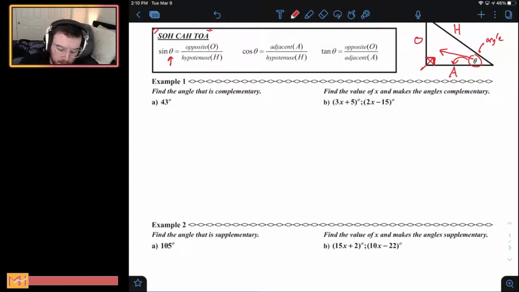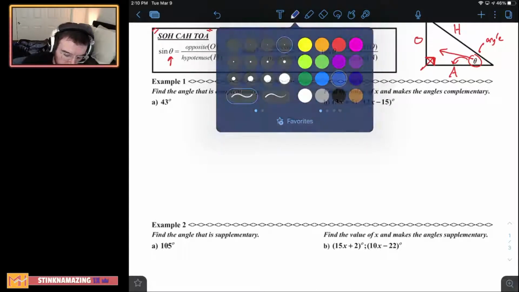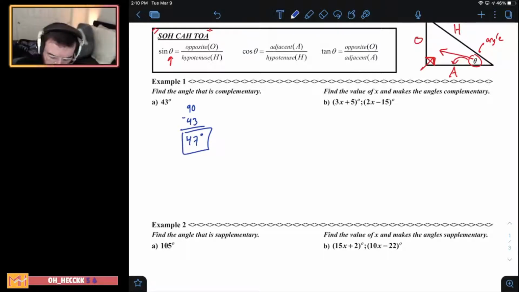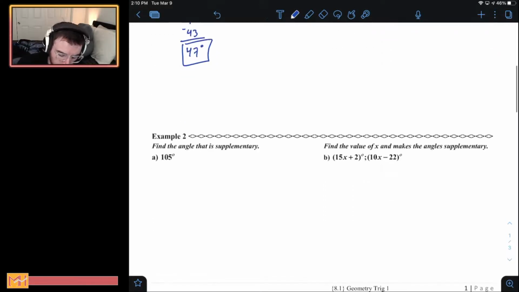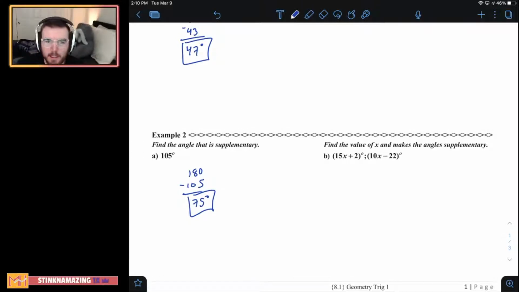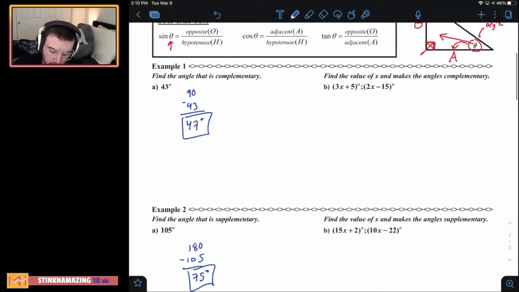Find the angle that is complementary to 43. Well, 90 minus 43 is 47 degrees. Boom. Lovely. Find the angle that is supplementary to 105. 180 minus 105 is 75 degrees. Boom. Those are pretty simple, pretty straightforward. What about when we spice it up with a little bit of algebra?